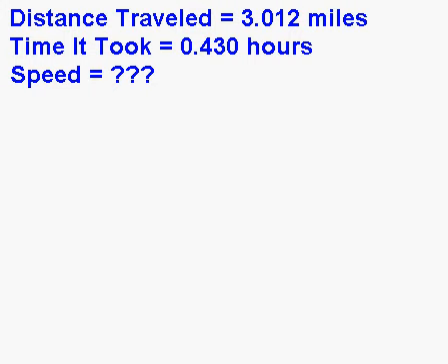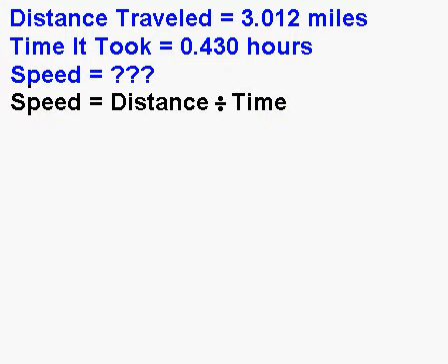So let's look at this second example because it shows how to use the rules for significant figures when you're multiplying and dividing. Once again, this is a pretty simple example because we want you to concentrate on the rules of significant figures here. We're given a distance of 3.012 miles and a time of 0.430 hours. And we're asked, what's the speed?